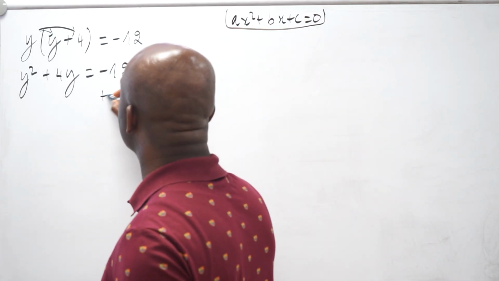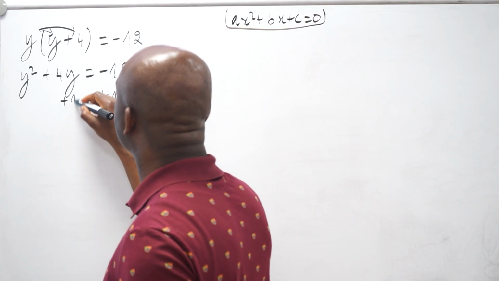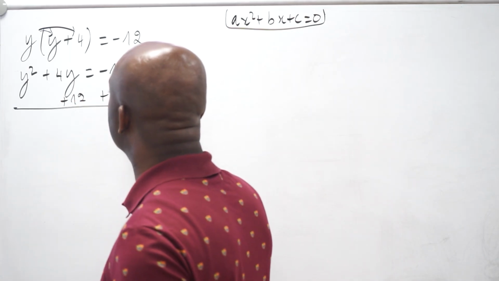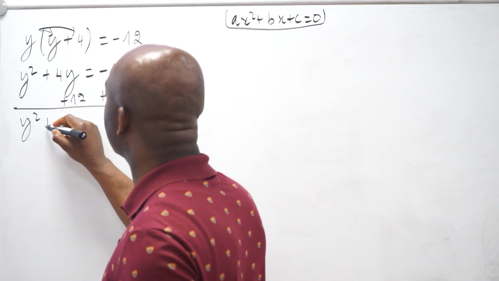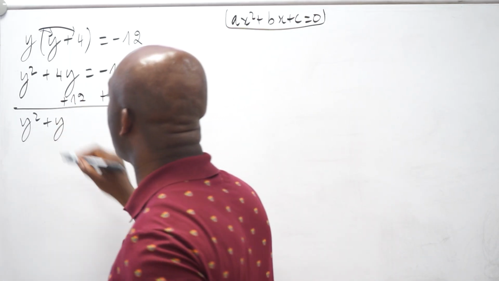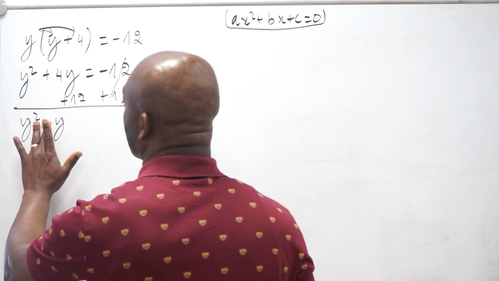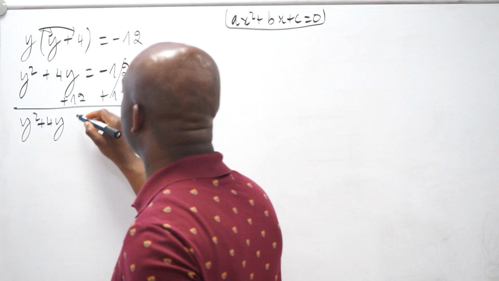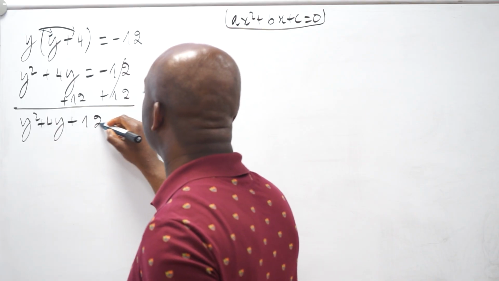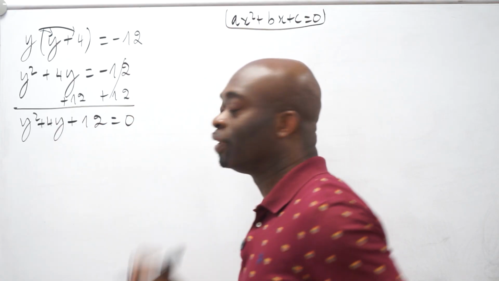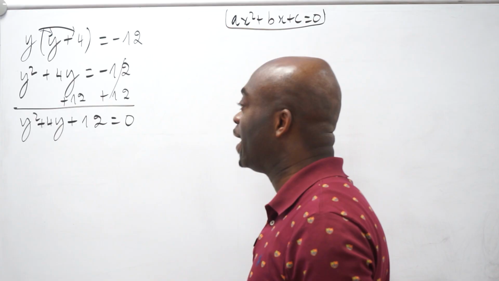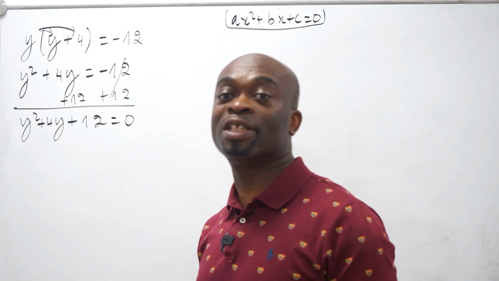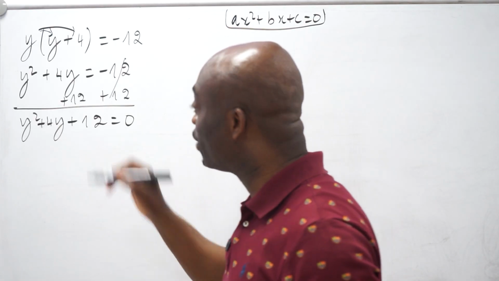By adding 12 to both sides, we end up with y squared plus 4y plus 12 equals 0. There's nothing left on the right side now. So we do have the quadratic equation in standard format.